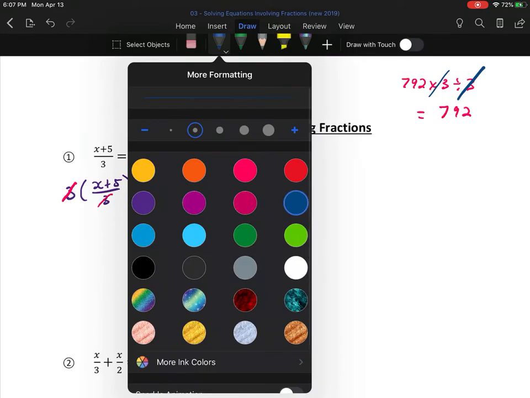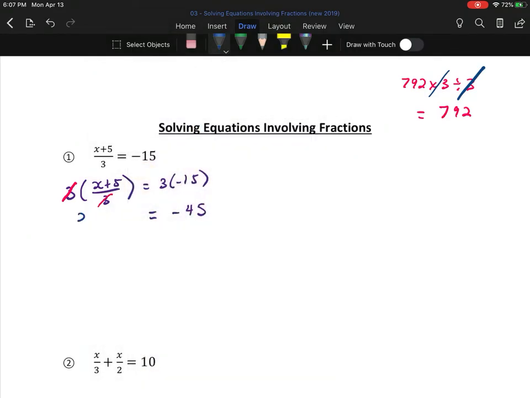I multiplied by 3 and divided by 3. Those two things canceled out, and life just got a whole lot better. I'm left with x plus 5 equals negative 45. Isn't that nice? Because now it's an equation that doesn't have a division sign in there. And so now I do the opposite of adding 5, which is subtracting 5. Maybe you're a little faster at this now, where you don't have to show all of that, and I get x equals negative 50.